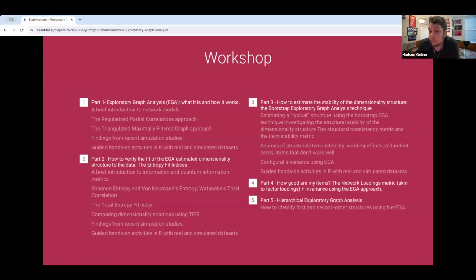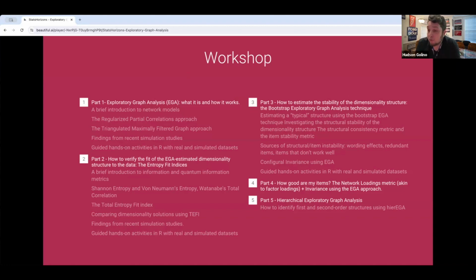Part 4 is dedicated to answering the question, how good are my items? I'm going to introduce the concept and technique of network loadings that are akin to factor loadings. And I'm going to show you how to investigate metric invariance using the EGA approach.